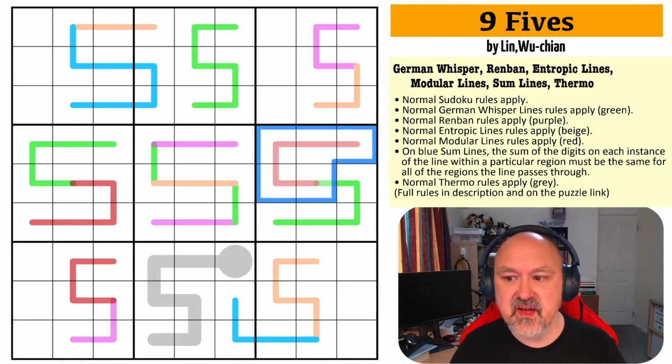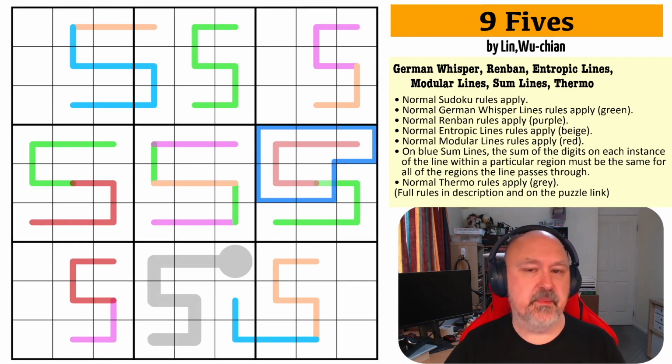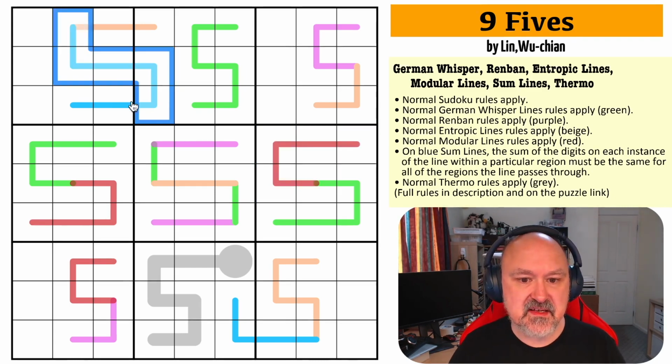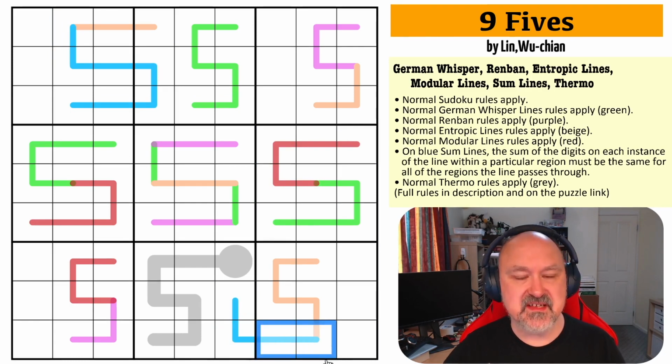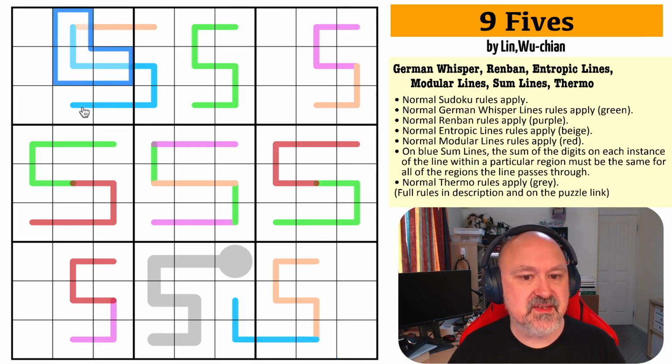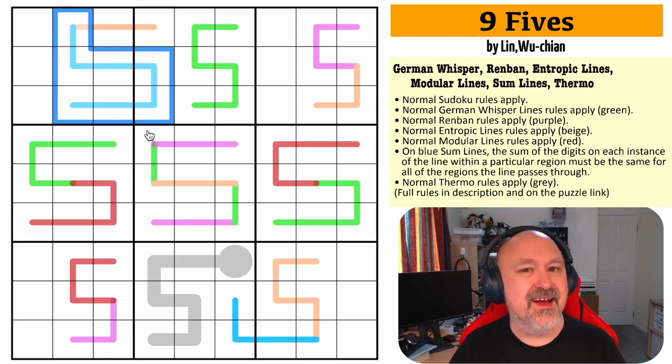You then have the rule that is a little bit different depending on who says it. So the blue lines are sum lines. So these two cells will equal those two cells. They must have the same sum in the different regions. It's just that in some versions of sum lines, because these lines are in the same region, those 5 would sum to those 2. In this case, this is not the case.